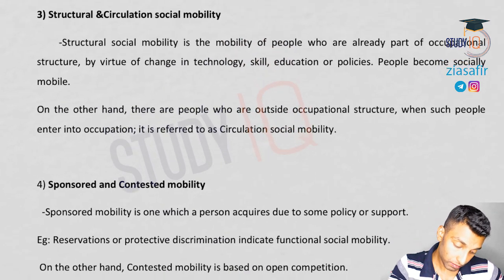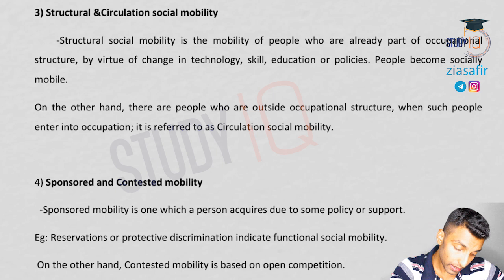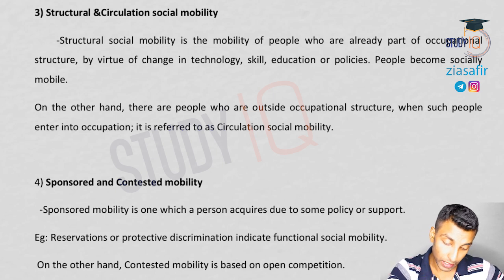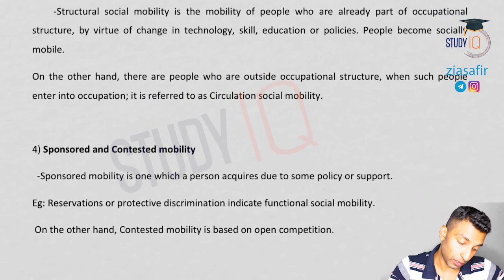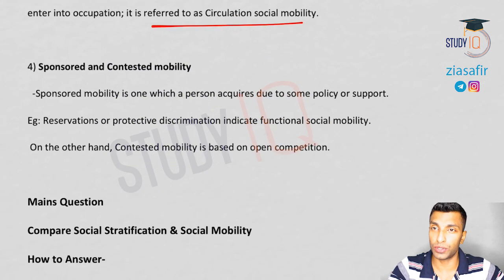Okay, then structural and circulation social mobility. Structural social mobility is the mobility of people who are already part of occupational structure, and by virtue of change in technology, skill, education, policy, they experience a mobility. People become socially mobile. On the other hand, there are people who are outside occupational structure. When they enter into occupation, it is referred to as circulation social mobility.